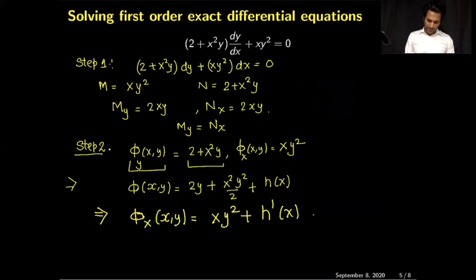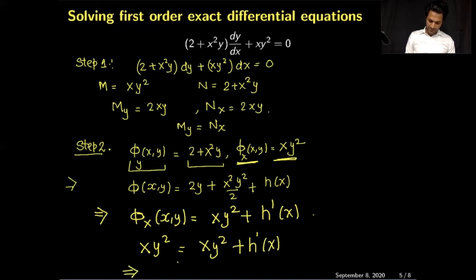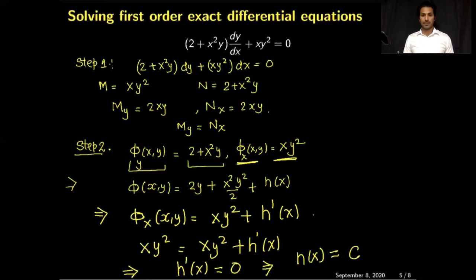Now I know what h of x is. The partial derivative of phi with respect to x is x y squared. So I will plug in: x y squared is equal to x y squared plus h prime of x, which gives me h prime of x equal to 0. If I take the integration on both sides, h of x is just a constant, nothing else. So now I know the value of this function, and I will plug that back in here, and that will be my solution.